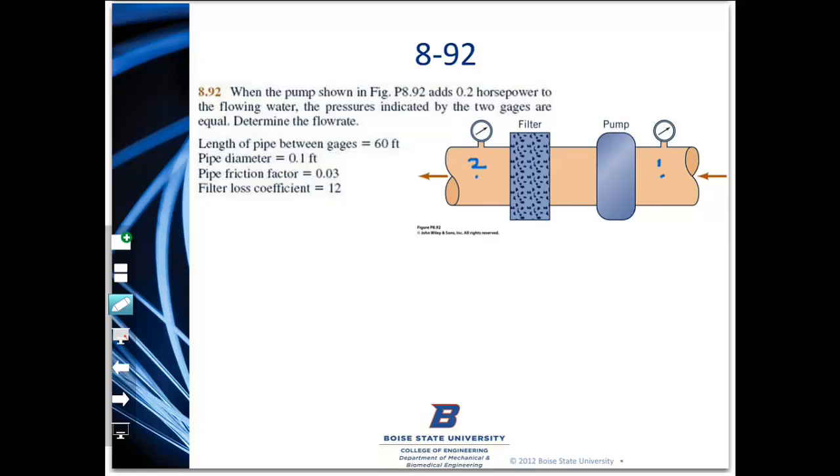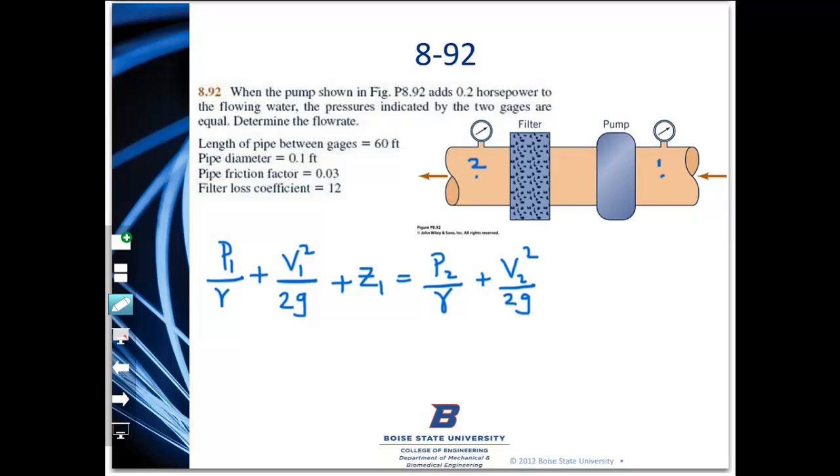energy equation. So I'm going to identify 2 points here where the pressure gauges are located so that I know that the pressures there are equal. Okay, so if I go ahead and write the energy equation, I get P1 over gamma plus V1 square over 2G plus Z1 equals P2 over gamma plus V2 square over 2G plus Z2 plus HL. And on the left hand side, because of the pump, we would have some head due to the pump, so HP goes on the left hand side.